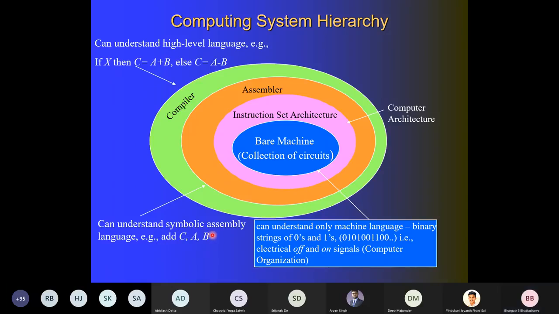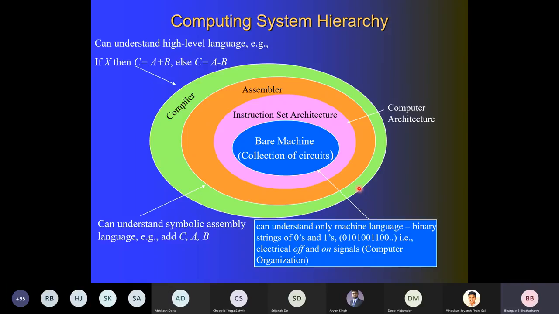Okay. And that translation process is taken care of by this compiler. And this is a very involved processing. Once it is translated into machine language, the assembler translates into strings of zeros and ones, and the bare machine, which is lying at the center here, would execute those machine language instructions. So this is the overall hierarchy.